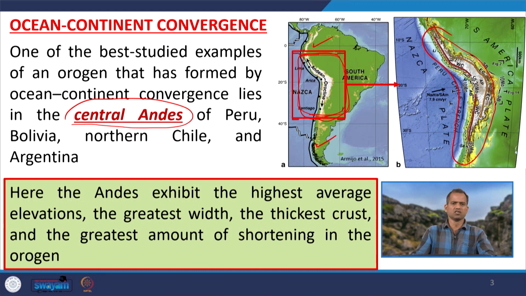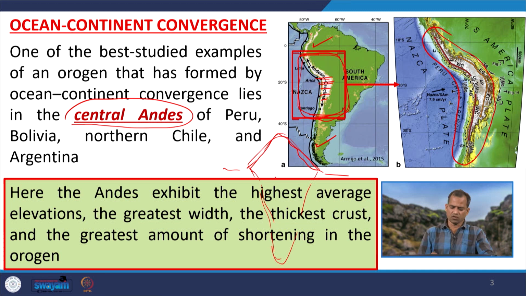Here the Andes exhibits the highest average elevation, the greatest width, the thickest crust and a great amount of shortening in this region. If you see, the width of this Andes mountain is very high. It is attaining high elevations and its crustal thickness is more, as we know when we are talking about isostasy. So, we have a mountain system which is rising to this much height, and it has a deep root like that.